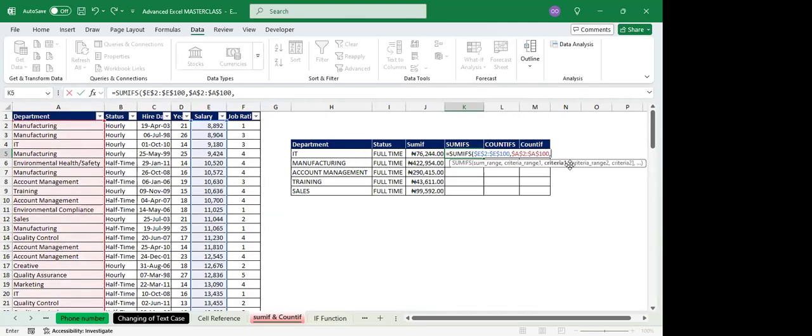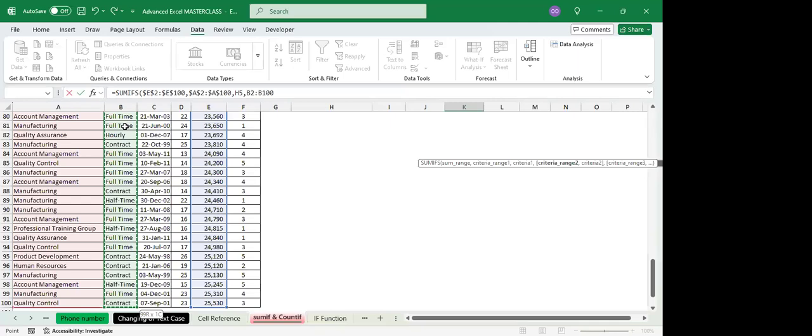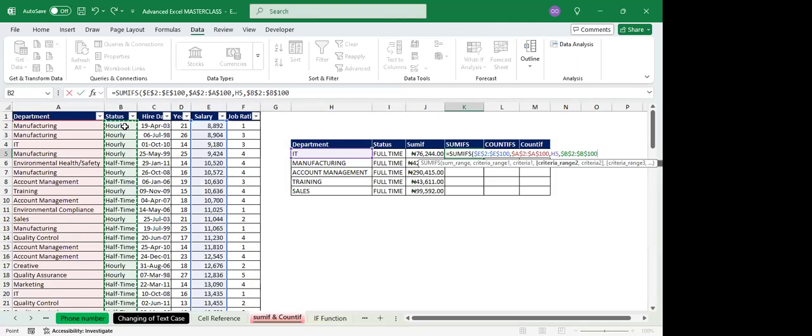Now, the next argument is asking me, what is now the criteria 1, right? So criteria 1 will now be the criteria from the first criteria range that I picked, which is talking about the IT, right? I'll say comma. Now it's asking me, what is the criteria range 2? Criteria range 2 is now talking about the status. And this is status here. So I'm going to select everything on that criteria range and lock it. Then I'll say comma. And now it's asking me, what is now the criteria 2? My criteria 2 is that it's only the people that are full-time employees, right?